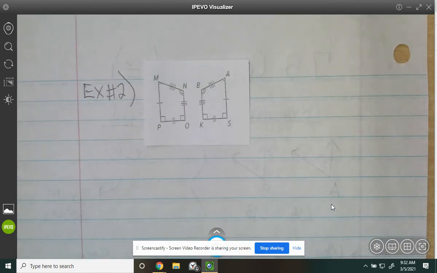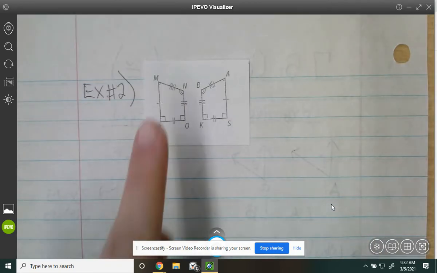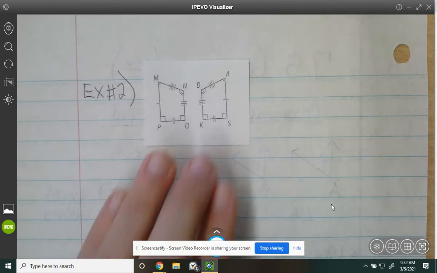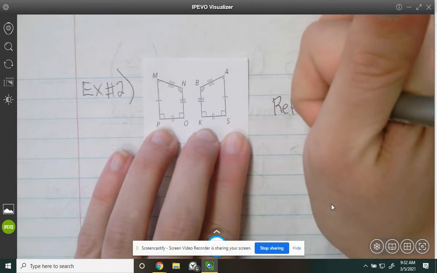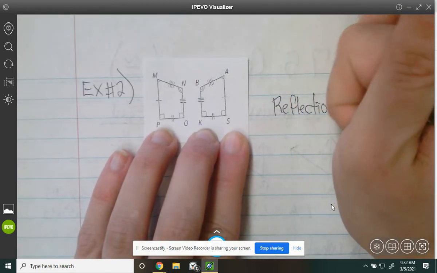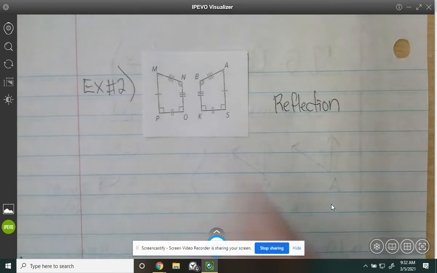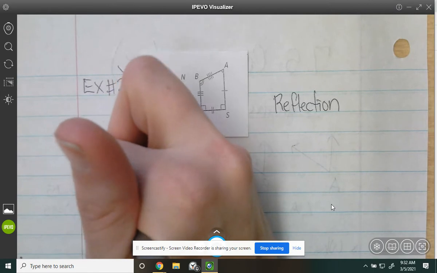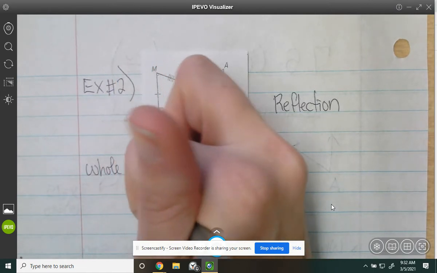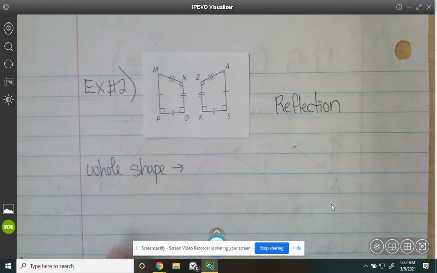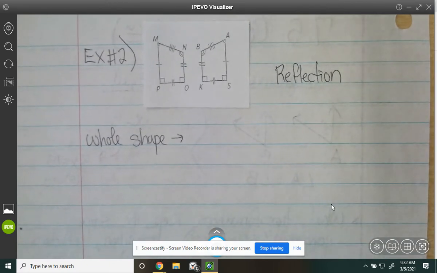Okay, so first we have to say what transformation happened. Well, how did it get facing this direction to facing that direction? All that happened here was a reflection. So that makes it a little easier on us. Okay, so I'm going to set you up with the whole shape. And on your homework, you don't have to label these. I'm just trying to do that so you don't forget all 3 steps.